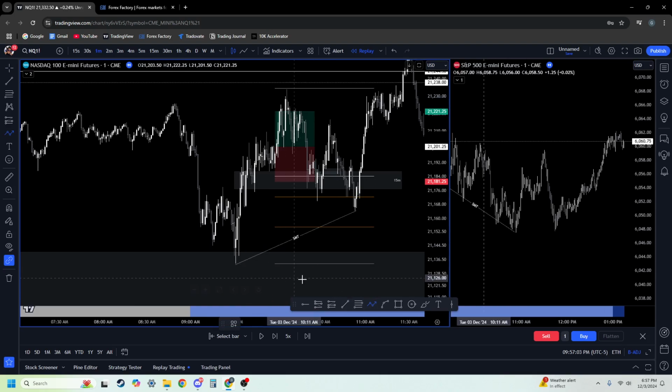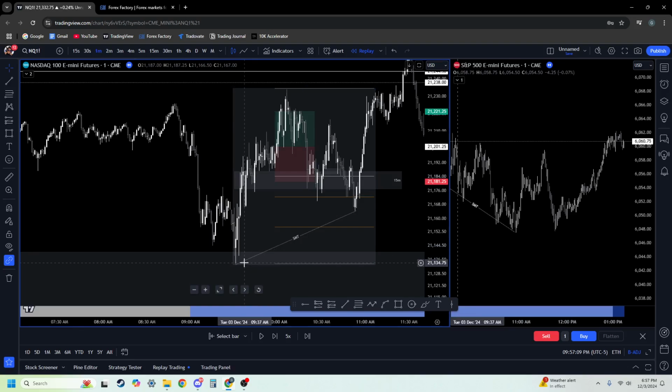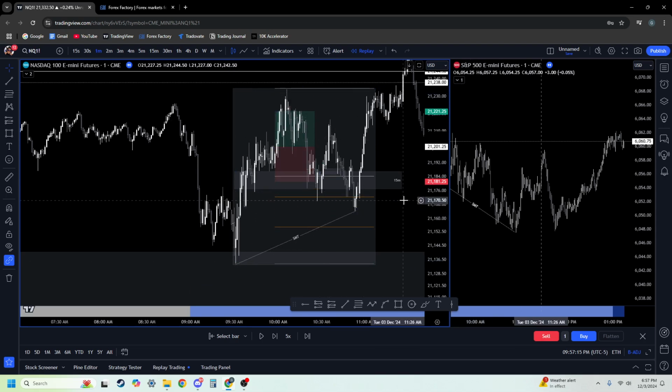Range meaning this box right here. So if we're looking at this entire box, this is the range. This is the high, this is the low of the range, this is the high of the range. So what do you want when you want to buy? You want to wait for discount. Remember, discount's important when you want to buy.